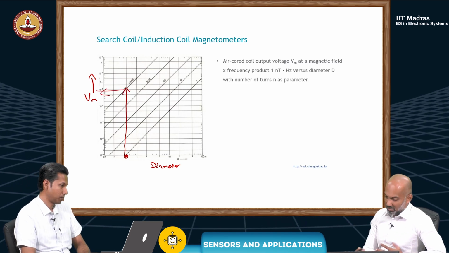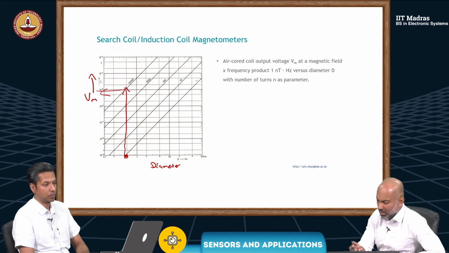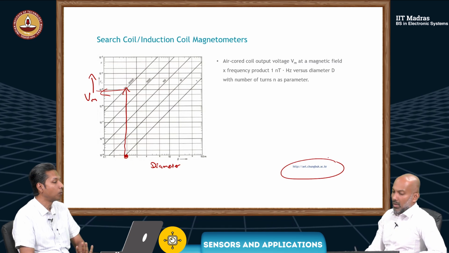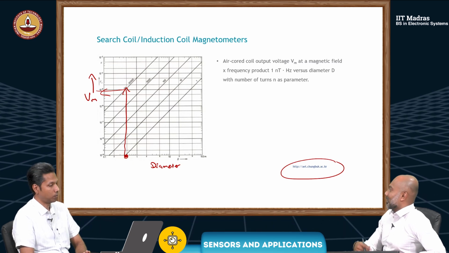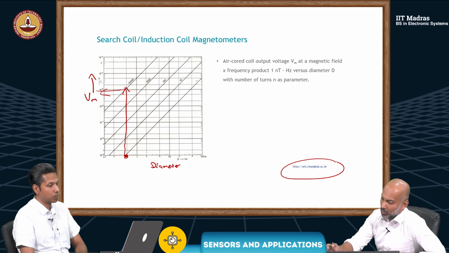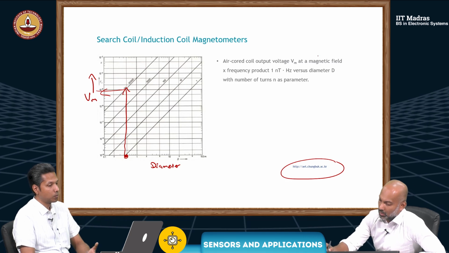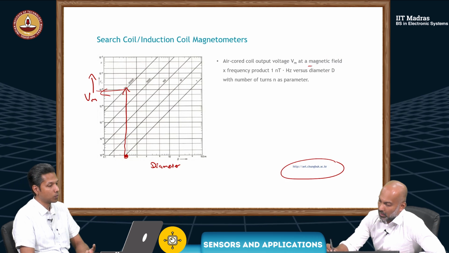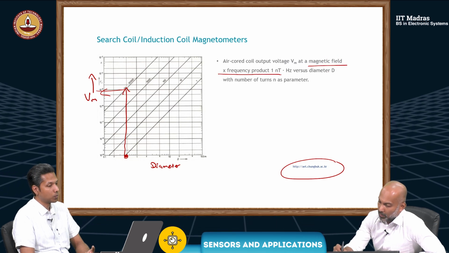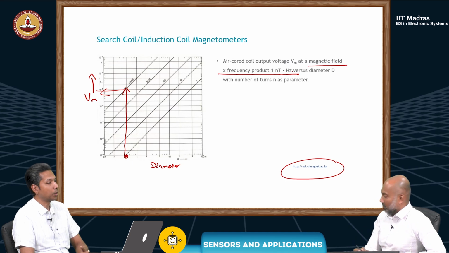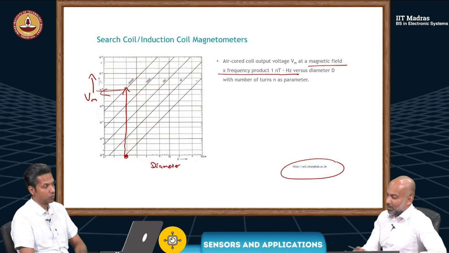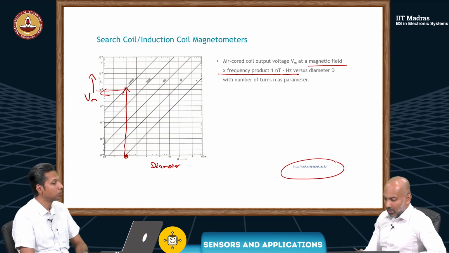Basically, just to show, this graph is from this source. They did some experiments with different numbers of turns. They also took a magnetic field times frequency product of 1 nanotesla hertz, and then they changed the number of turns and measured the output. And it's clear, right?